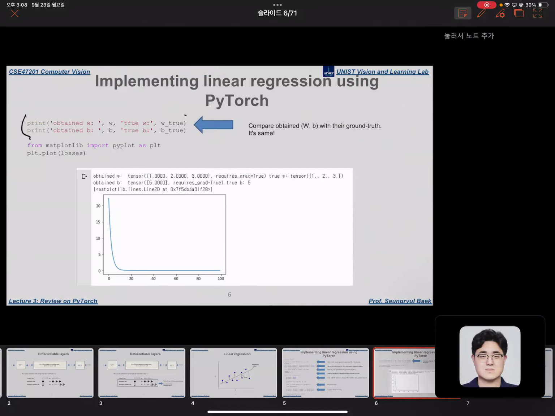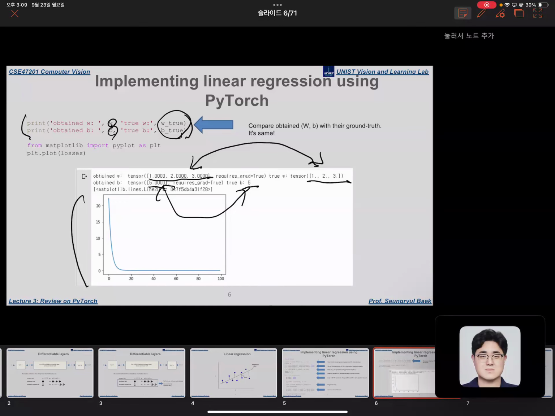So this is printing out the W and B after applying the gradient descent update 100 times. Then its values are like this. And this is the true W and true B values. And actually you can compare that they are the same.